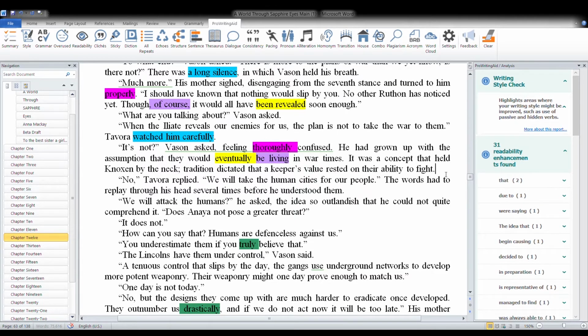That is so much better than it was before. Don't ask me to tell you what it was before. I don't even remember. Like I said, it's like my brain is melting out of my ears. Okay, it was a concept that held Noxon by the neck. Tradition dictated.